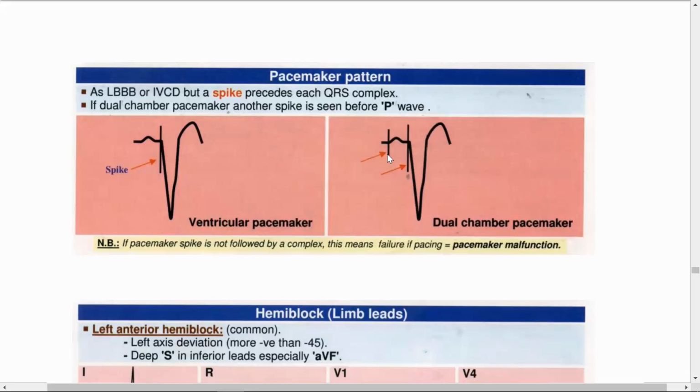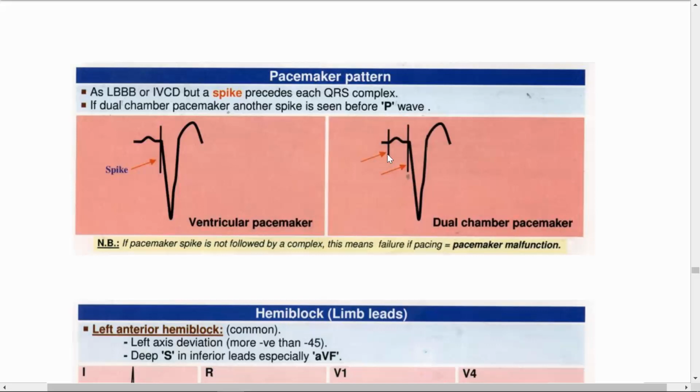Clear? The second is the sensing. What does sensing mean? That the pacemaker will sense if there is any intrinsic activity, the own rhythm of the patient. If the sensing is from the ventricle, it will be V. From the atrium will be A. From both will be D. The third letter will be the action, either inhibitory or stimulatory or dual. I is inhibitory and dual will be D.